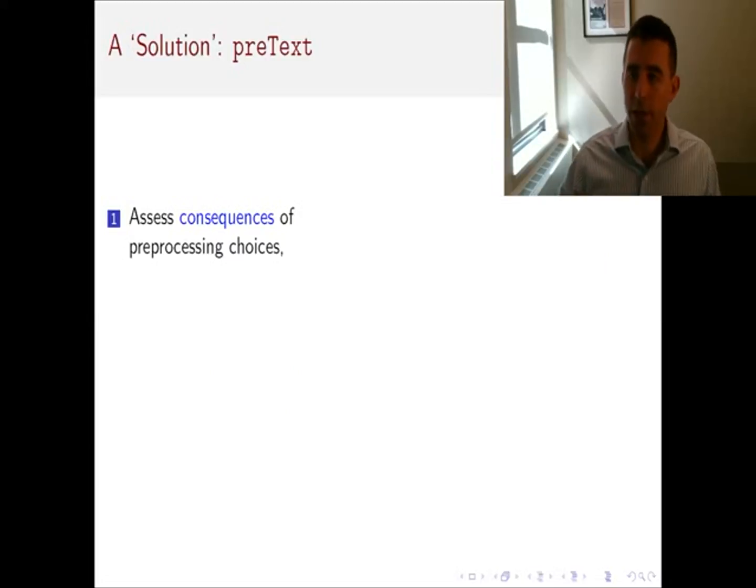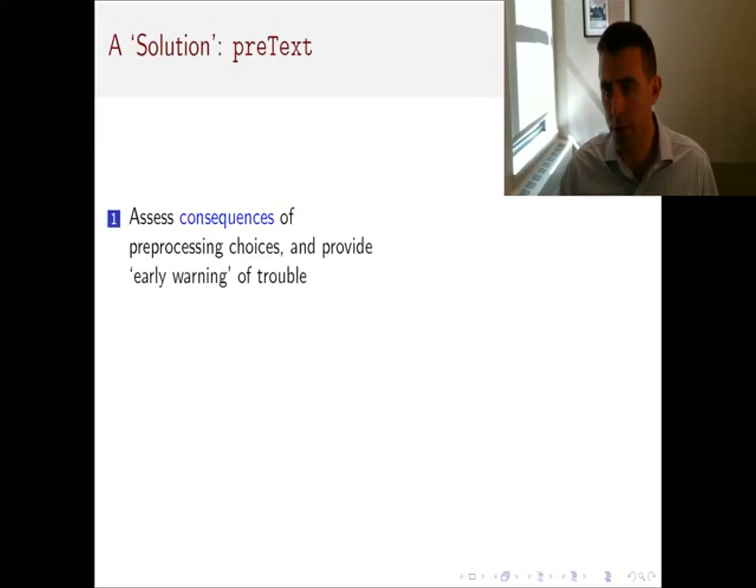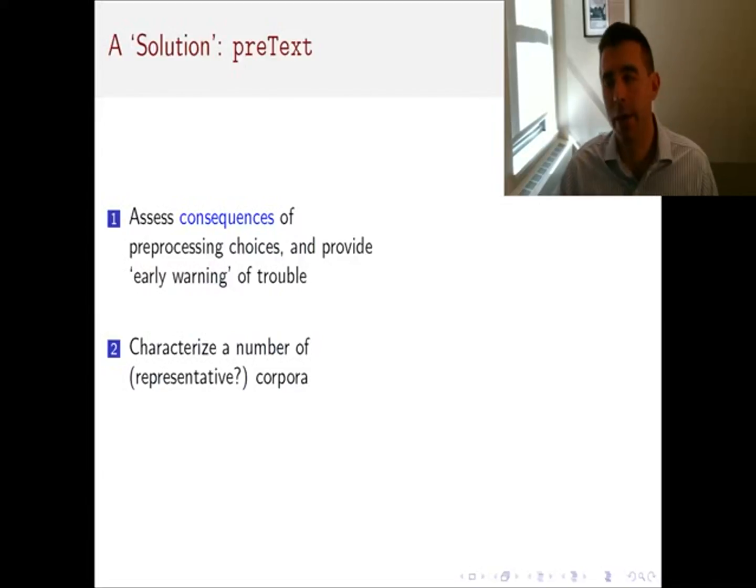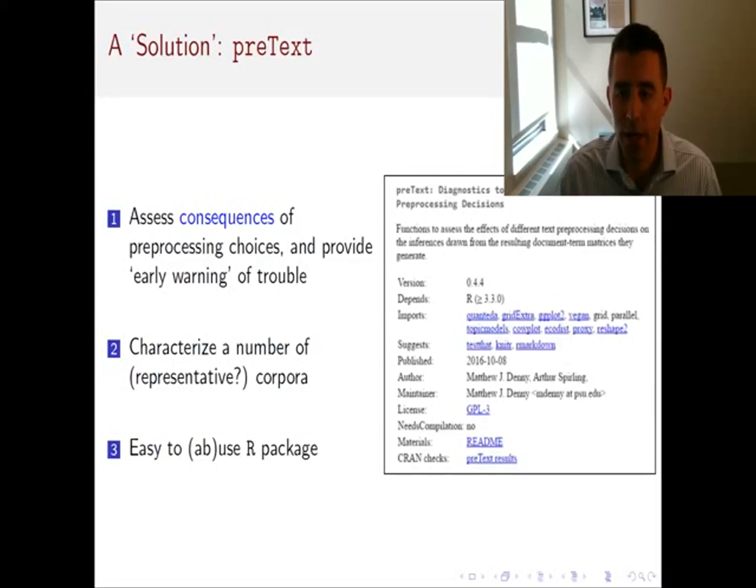So a solution to this, and I don't want to overstate the term solution, but it's an idea that we have, is Pretext, which is a piece of software and also a technique. It's going to tell us about the consequences of what we're doing in terms of preprocessing. In a second, we're going to characterize a set of corpora where we look at some political documents. And we have an easy-to-use R package, and if you don't like it, you can break it open and take a look, and you can write an issue to Matthew Denny, who's my colleague, on GitHub. I'm sure he'll enjoy dealing with problems that you find in the software.